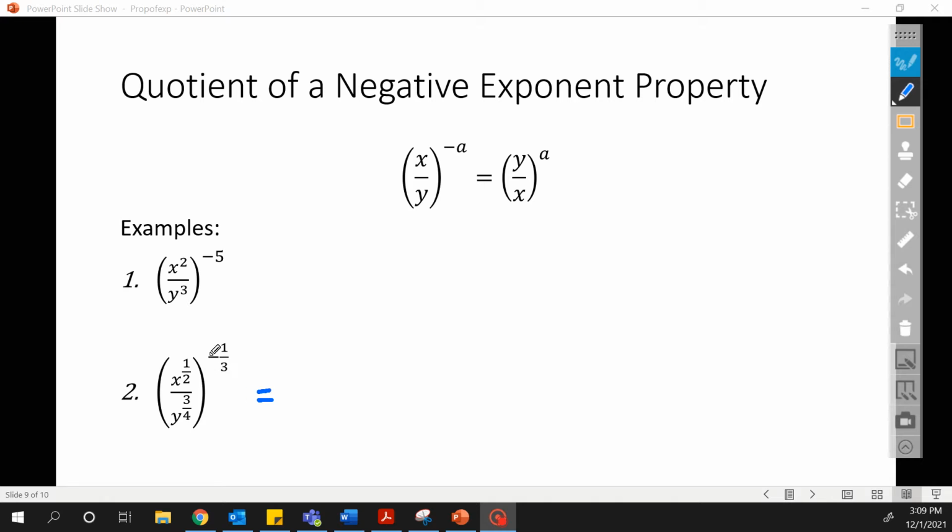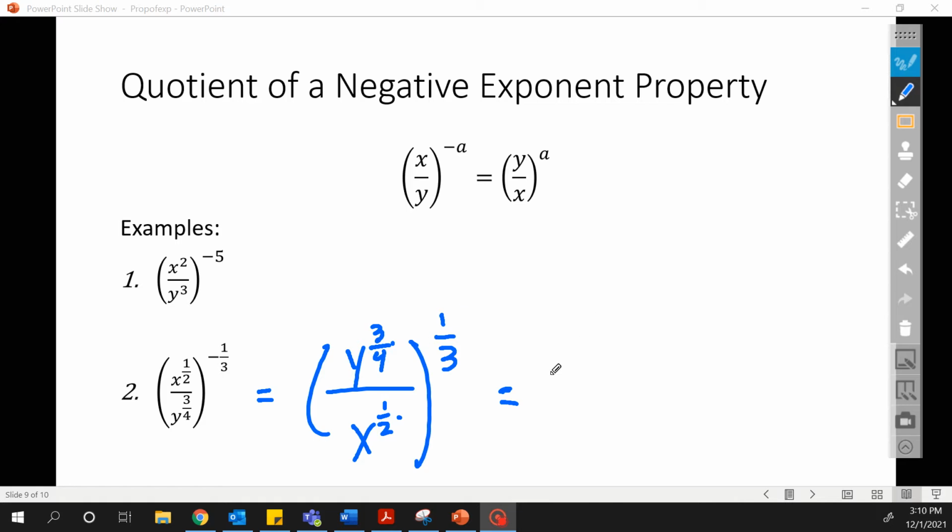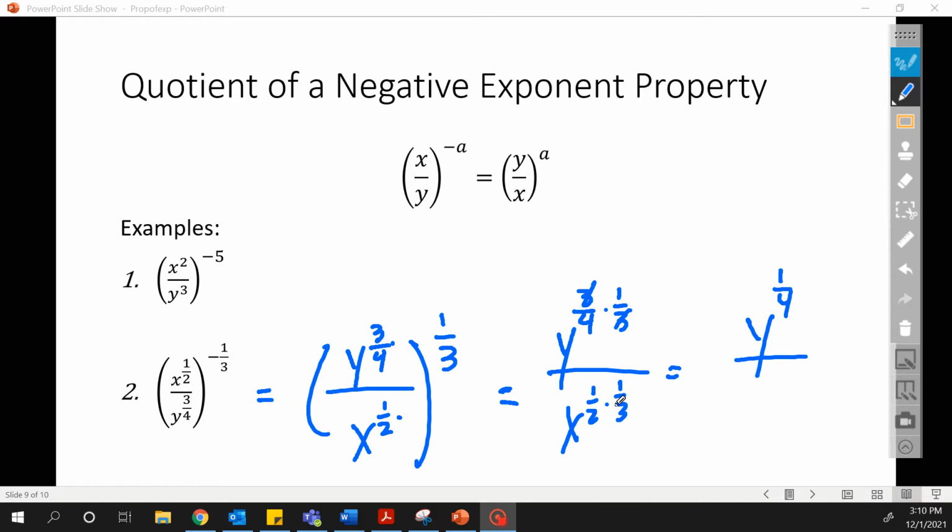Number 2, similar, except we have fractions. So same thing. I've got a negative exponent on the outside, so I can just flip. So y to the 3 over 4 comes to the top, and x to the 1/2 goes to the bottom, and now the 1/3 on the outside is positive. I do need to get rid of the parentheses, so each of these exponents on the inside of the parentheses will get multiplied by 1/3. So that's y to the 3/4, that's being multiplied by 1/3, and x to the 1/2, that 1/2 is being multiplied by 1/3. So those cancel, so I got y to the 1/4, and that is over x to the 1/6.